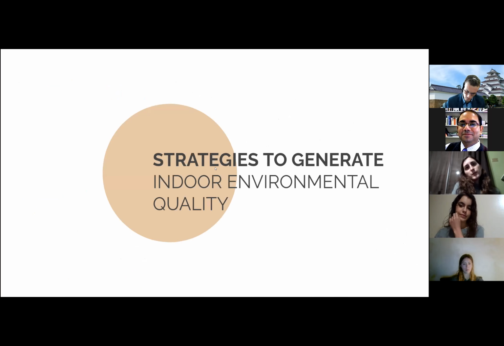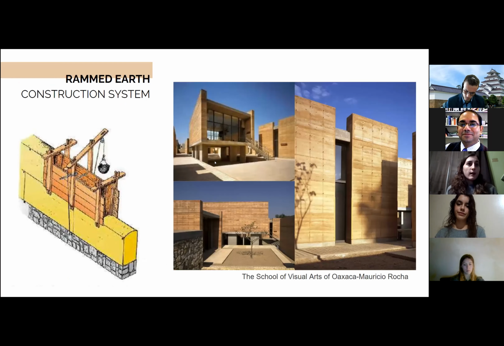Some of the strategies to generate indoor environmental quality that we use in this project are, first, the rammed earth system. This is a construction system that we applied in this project, and it consists of filling a formwork with layers of soil, compacting each one of them with a rammer until the desired height of the wall is reached. The rammed earth is an excellent material that helps to maintain a stable temperature inside the buildings throughout the year. It can store cold and heat, and it has a good resistance against wear and tear.